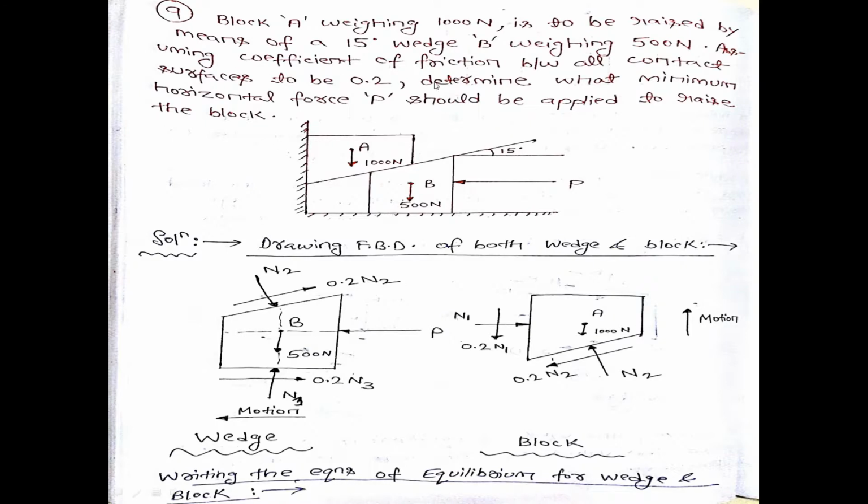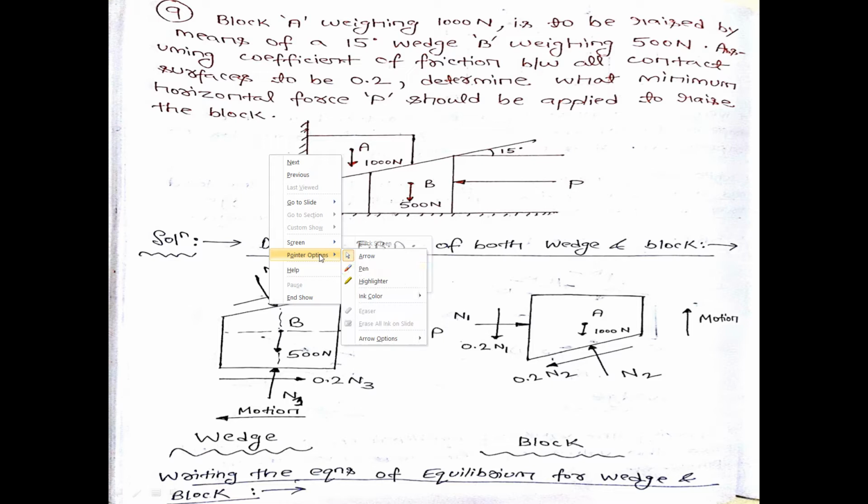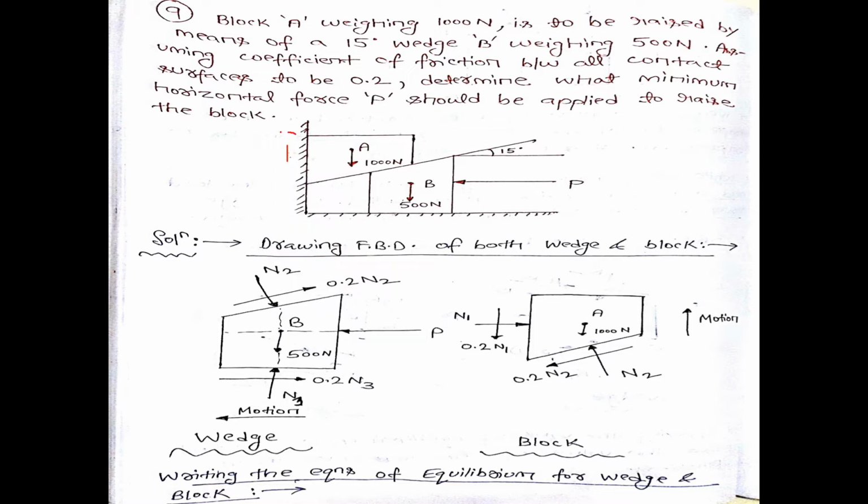So assuming coefficient of friction between all contacting surfaces to be 0.2, you can see in the diagram that this is one contacting surface, this is the second contacting surface, and this is the third contacting surface. For all these contacting surfaces, the coefficient of friction value is common, and that value given is mu equal to 0.2. What do we need to determine?